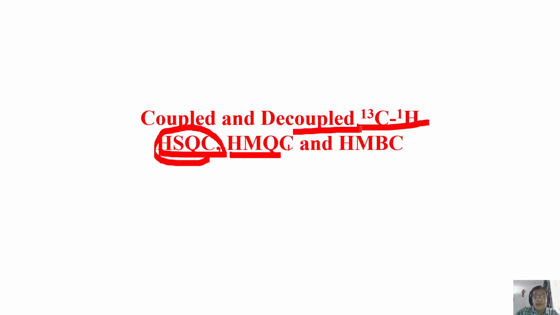What we are going to do is look at the coupled and decoupled spectra of HSQC, HMQC and HMBC. If you understand HSQC, of course HMQC is similar, let us not worry about it. At least you should understand how an HSQC of coupled carbon 13 proton and decoupled carbon 13 proton spectrum looks. Similarly for HMBC. This is very important for you to interpret heteronuclear correlation spectra like HSQC and HMBC. You must have an idea how to analyze this.